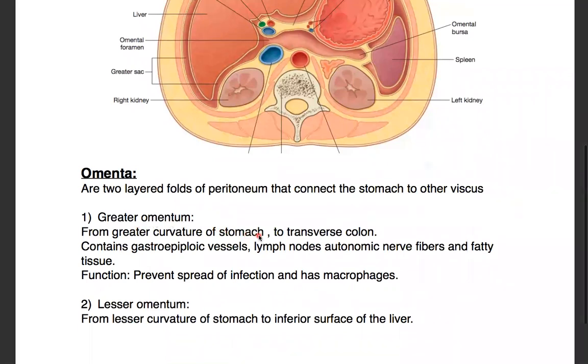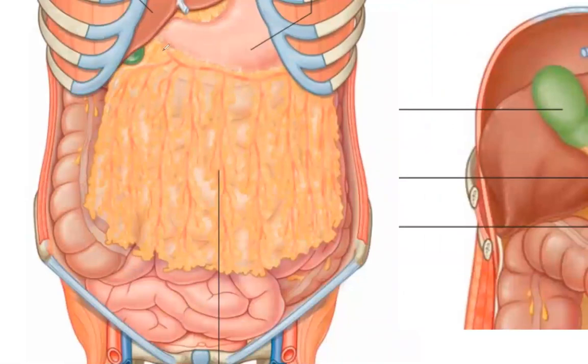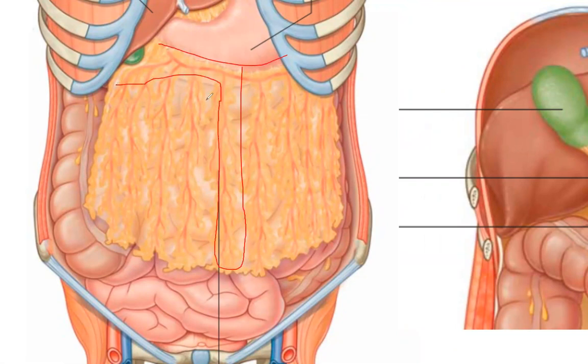The greater omentum goes from the stomach to the transverse colon. It goes down all the way to the end of the abdomen. It doesn't connect directly. It goes from the stomach all the way down, folds, and comes back up to connect to the transverse colon. Make sense? So due to that, it covers most of the abdomen. The greater omentum is a fold of peritoneum connecting the stomach, going all the way down, folding, and coming back up to be around the transverse colon. And it's really big. Okay?